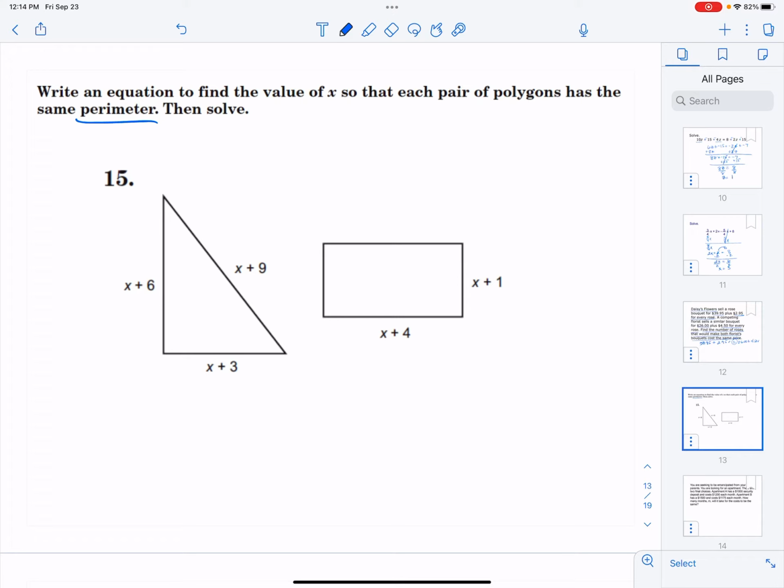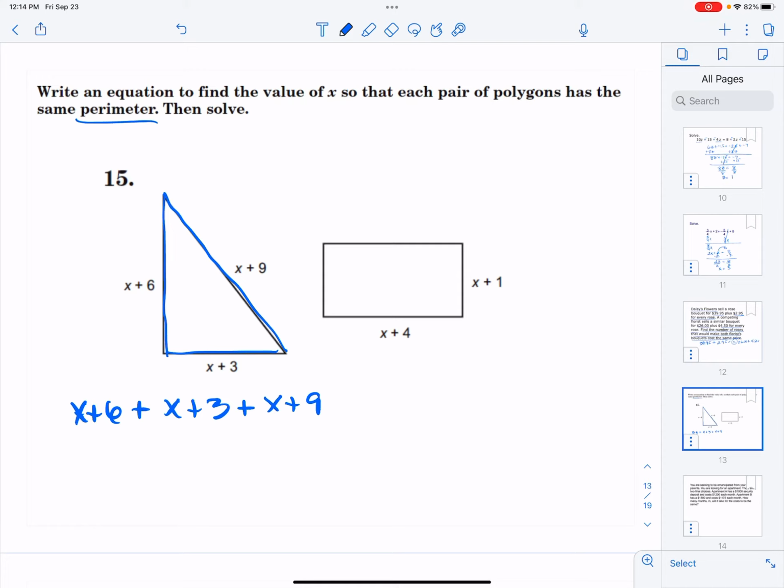Well, we know perimeter is side plus side plus side if it's a triangle. If it's a rectangle, it's going to be side plus side plus side plus side. So in this one right here, we're going to say x plus 6 plus x plus 3 plus x plus 9 will give me the perimeter of my triangle, because that's going to say this side plus this side plus this side. That's our perimeter.